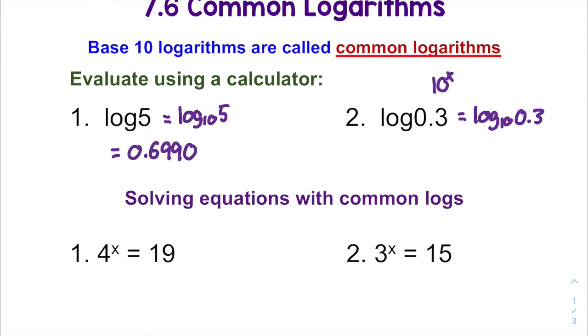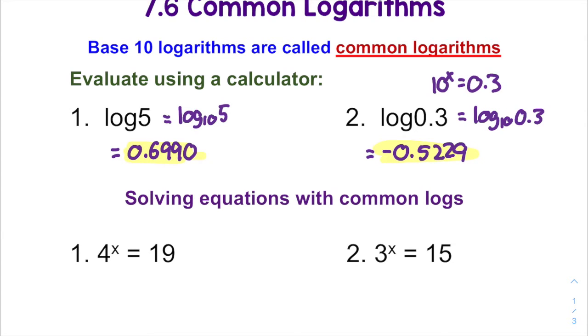Similarly, for problem 2, log of 0.3 is log base 10 of 0.3. Putting it in exponential form, they're asking 10 to the what power is equivalent to 0.3. We could easily just use our calculator and find that that is negative 0.5229.